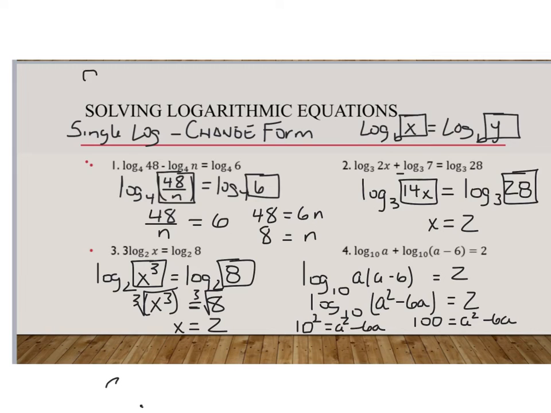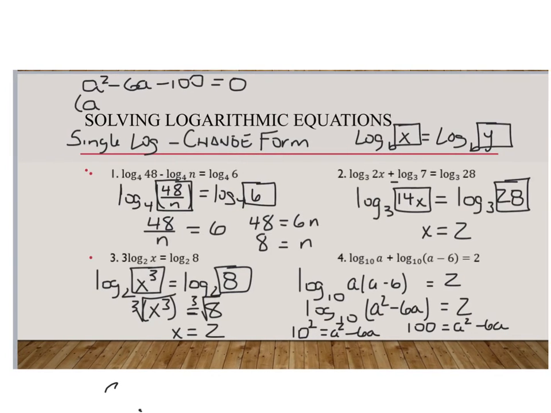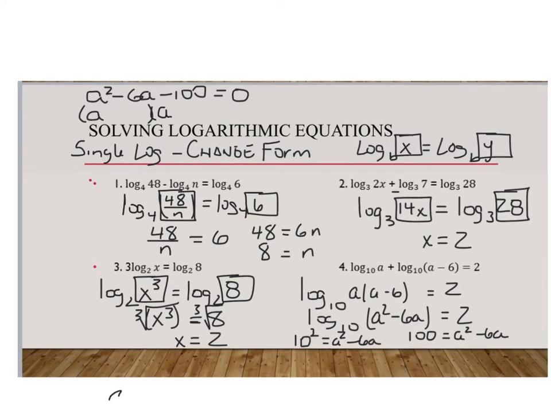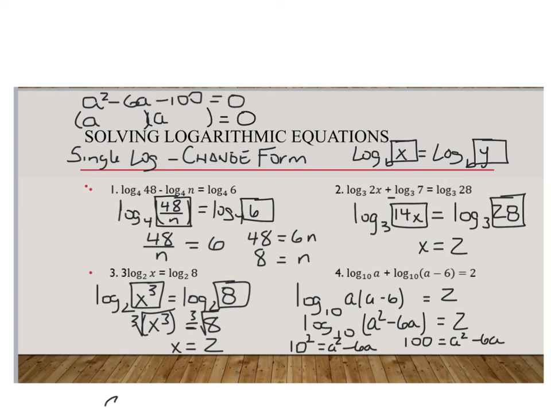So I'd have a squared minus 6a minus 100, which is a quadratic. I'm going to factor this, or try to, so I have a and a. And now I need factors of 100 that would differ by 6. So 10 and 10, I could use 8, does not go into 100, 4 goes in there 25 times. And this particular quadratic will not factor.